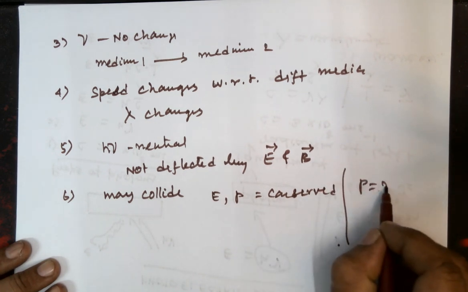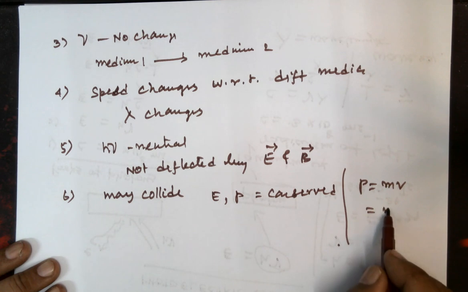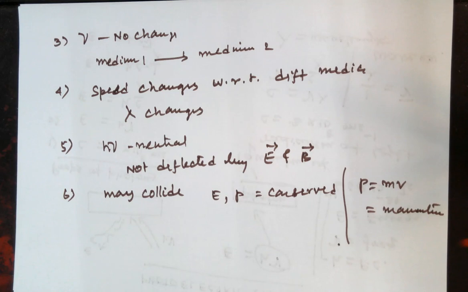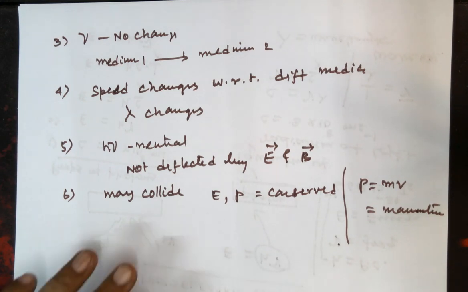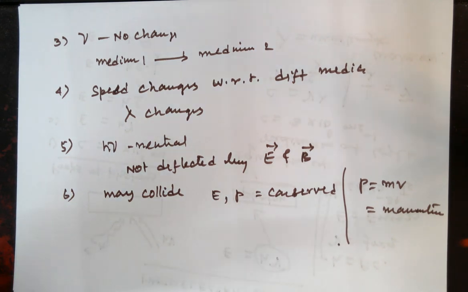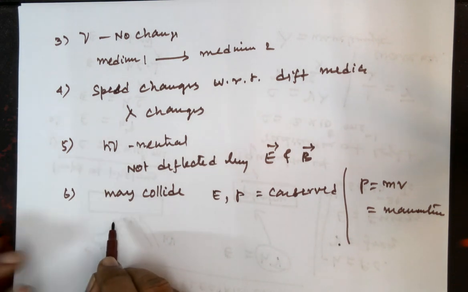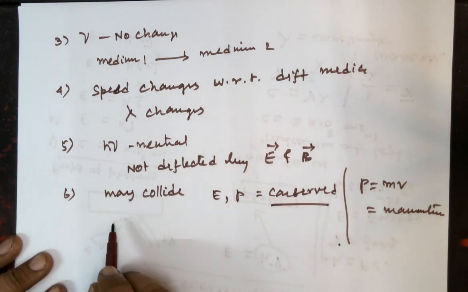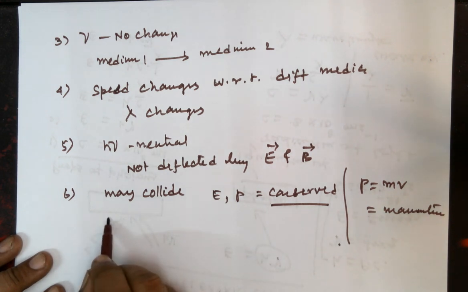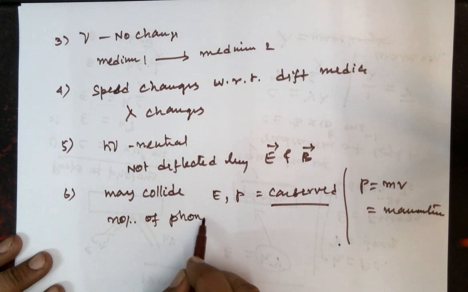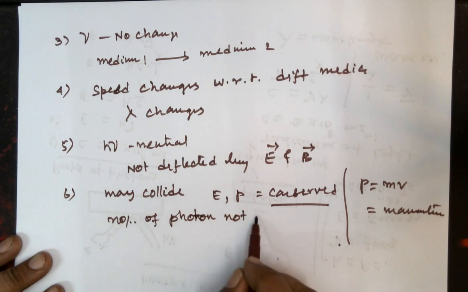P is equal to mv, mass into velocity, that is momentum, linear momentum in this case. So in this case, the number of photons may not be conserved, it may change. So here you should note down one more important point. Energy and momentum may be conserved, but the number of photons may vary. Not conserved.